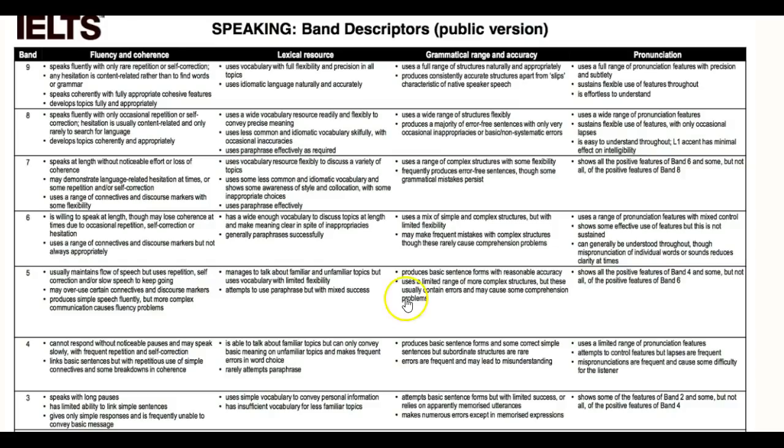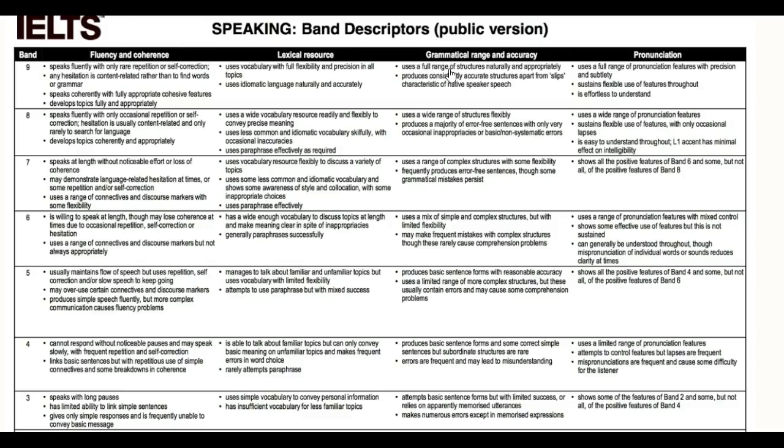Now, compare that to what happens at a band 7, where the test taker uses a range of complex structures. Do you see the difference here? Here's a full range, which means you're using lots of different grammatical structures. And if you're not really sure of what we mean by a full range of structures, seriously, just grab an advanced grammar book and look at some of those last chapters. Those last chapters of those books will pretty much tell you what some of the more complicated grammatical structures are.